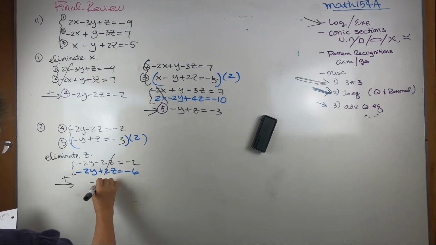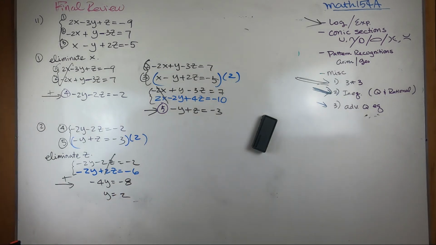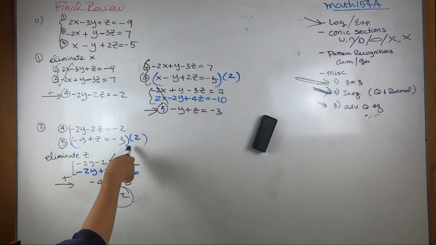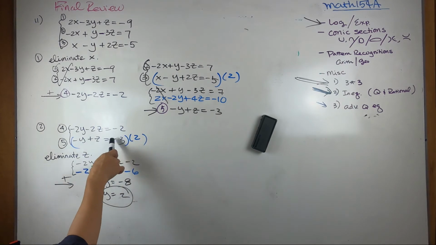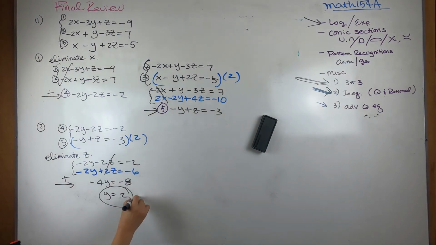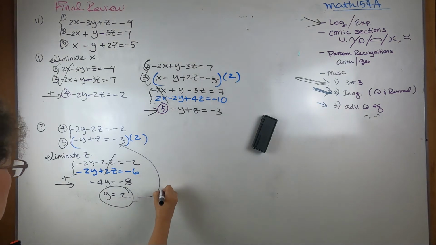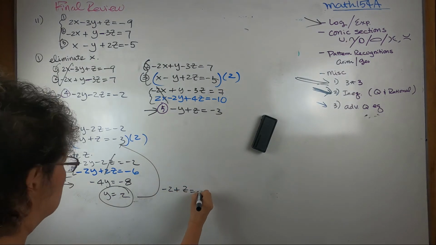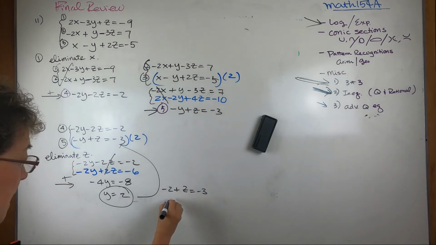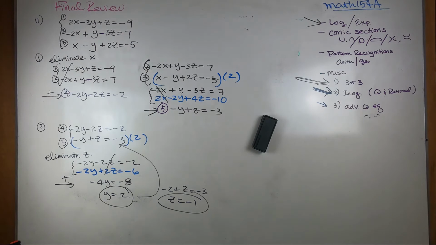Then I have negative 4y equals negative 8. My y is what? 2. Okay, I got a y number. Then I can plug in anywhere, but not the 3 variables one. So we just plug in the simple one, okay? So if I plug in here, that would be what? I will have negative 2 plus z equals negative 3, right? Then my z plus 2, okay, z will be negative 1.